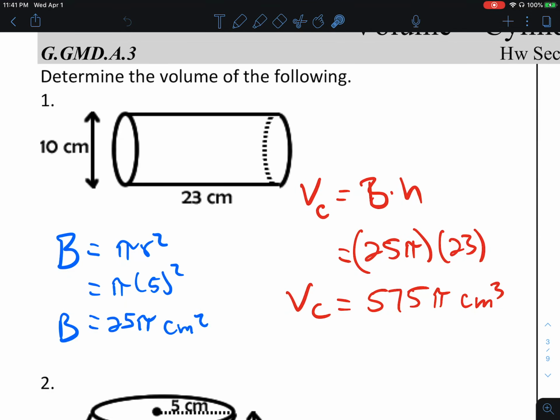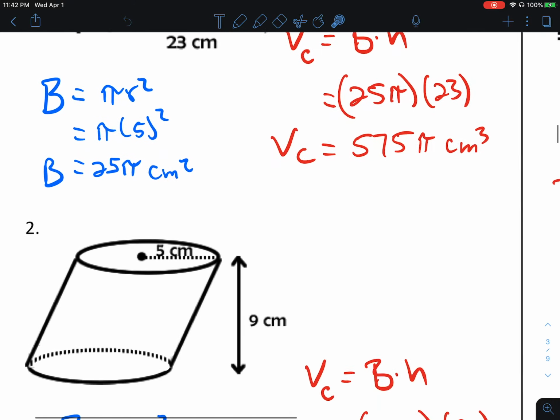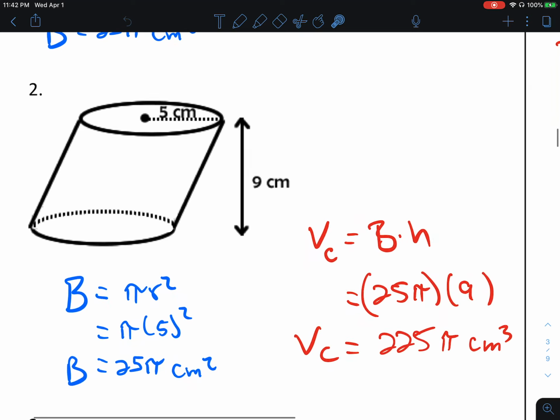Determine the volume of the following. This is a cylinder. The volume of a cylinder is the area of the base times the height, and the base is a circle. The diameter is 10, therefore the radius here is 5. So the area of a circle, the base, is pi r squared. So it's pi times 5 squared because that's the radius. We get 25 pi. The height doesn't have to be vertical. It's 23. It's the distance between the two circles. So it's 25 pi times 23, which I believe is 575 pi cubic centimeters.